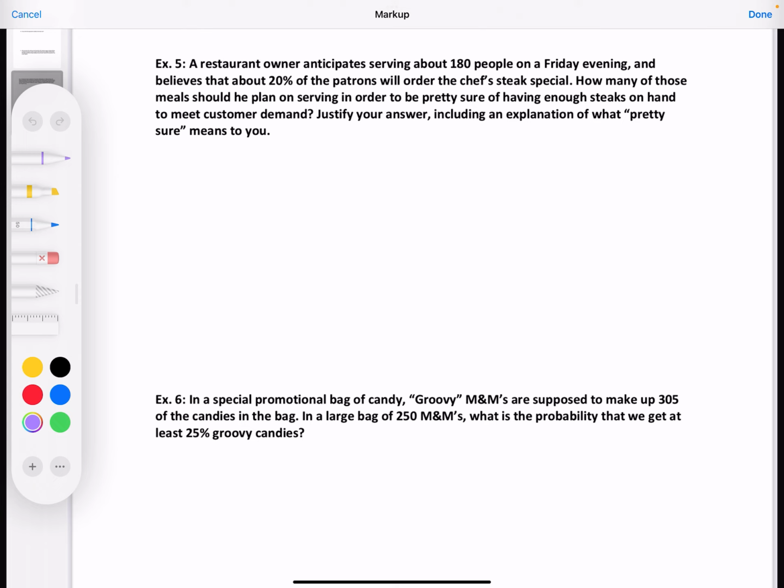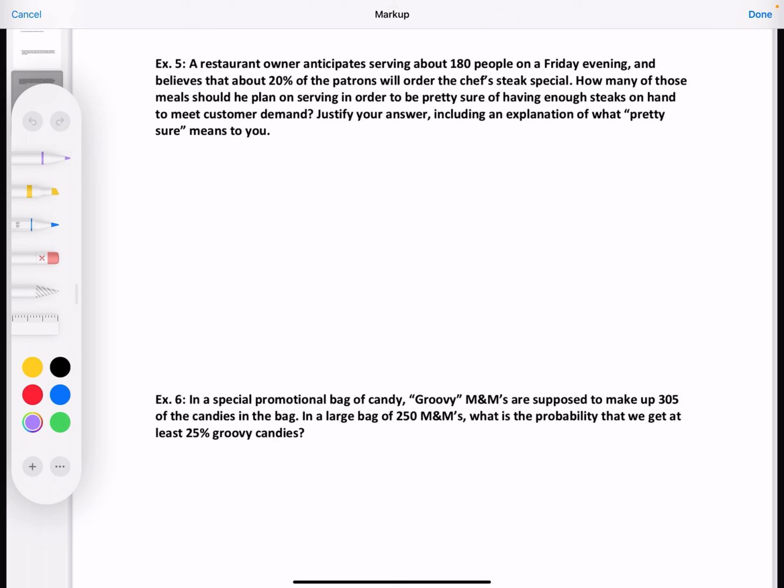I'm ready. Go team. All right. A restaurant owner anticipates serving about 180 people on a Friday evening and believes that about 20% of the patrons will order the chef's steak special. That was a mouthful. How many of those meals should he plan on serving in order to be pretty sure of having enough steaks on hand to meet customer demand? Justify your answer, including an explanation of what pretty sure means to you.